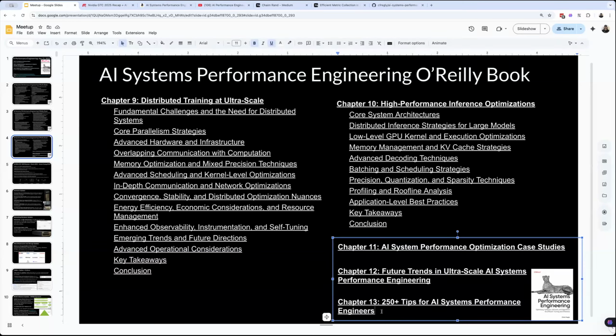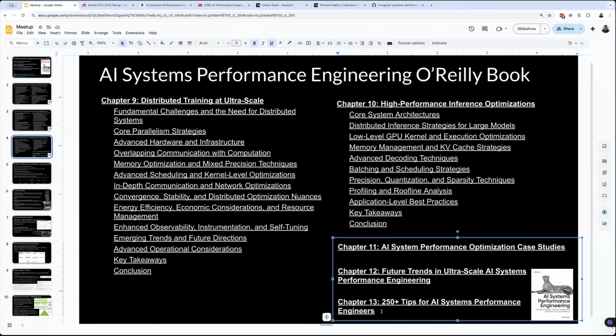The 13th chapter, I've never done a chapter 13. 13's been my lucky number throughout life, so I figured I would throw it in there. We have 250 tips for an AI systems performance engineer. This is just real quick hits, boom, boom, boom, boom, boom. It really covers pretty much everything in the book in a real bite-sized manner. So there's a lot of content.